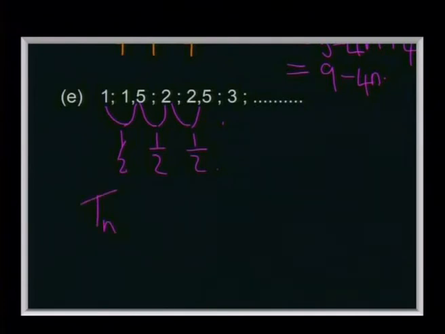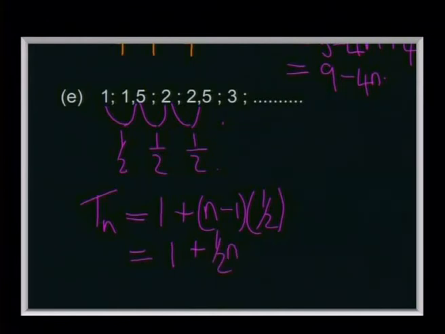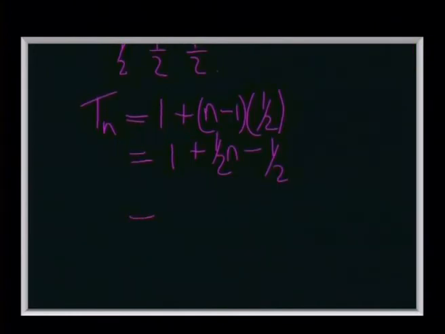So Tn is equal to a, the first term, which is 1, plus (n minus 1) times the common difference. And that gives me 1 plus a half n minus a half. And if I simplify that nicely, it simplifies to a half n plus a half. And again, guys, no reason to get it wrong. You can always check. Right, let's have a look at question number 2.